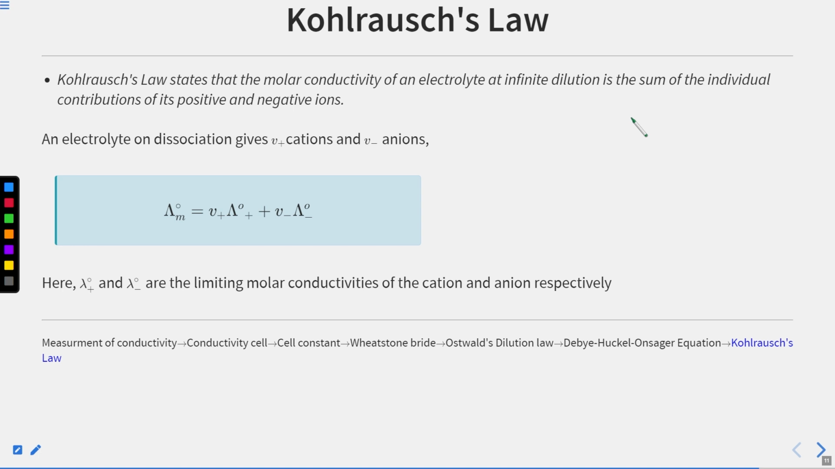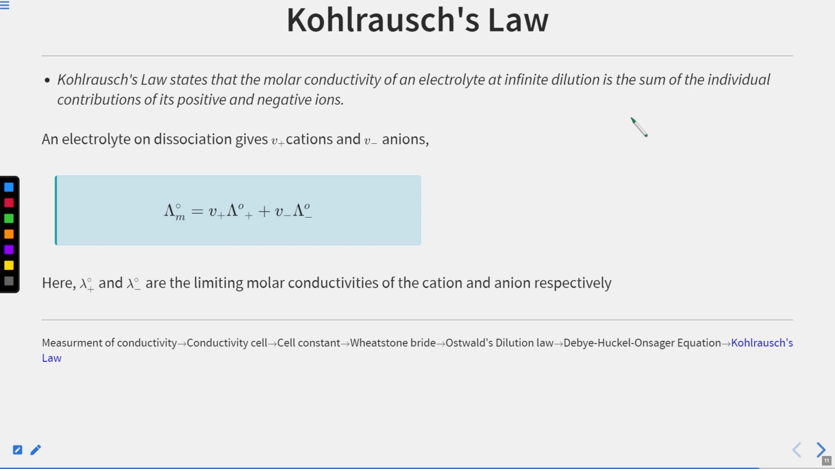You know that when an electrolyte is dissolved in water in its aqueous form, it dissociates into two parts, positive and negative ion. So we are saying that the overall molar conductivity is just the sum of the contributions coming from the positive and negative ion. We are adding the conductivities of the positive and negative ions along with their stoichiometric coefficients, then we will get our molar conductivity.